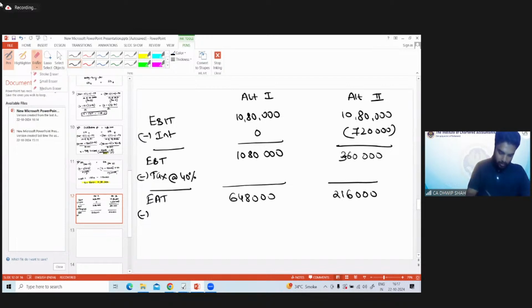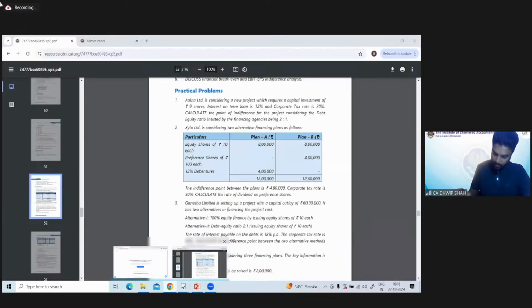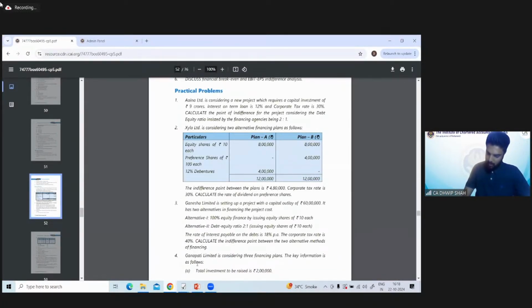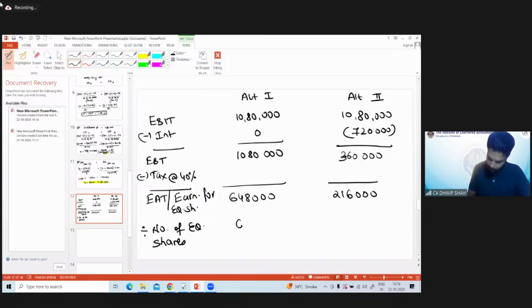So my EAT will only be my earnings for equity shareholders, because there is no preference share capital, divided by number of equity shares. In plan A, it would be 6 lakh, and in plan B, it would be 2 lakhs. It is 1.08. So you can see EPS under both the plans is coming the same.